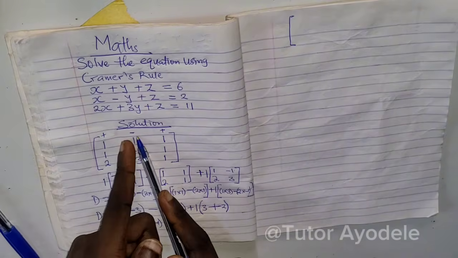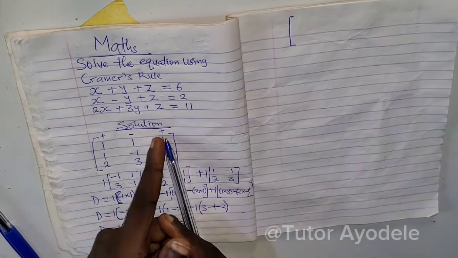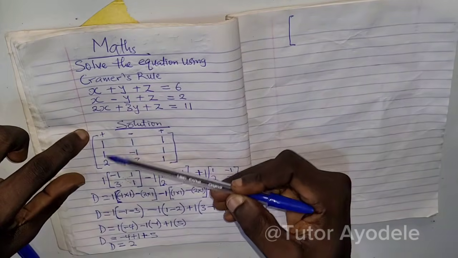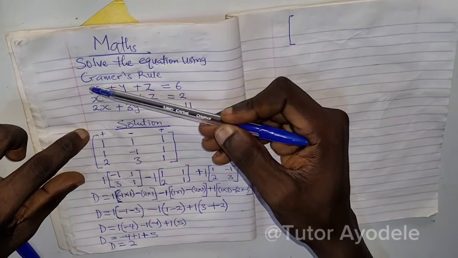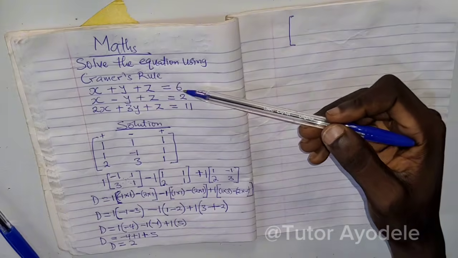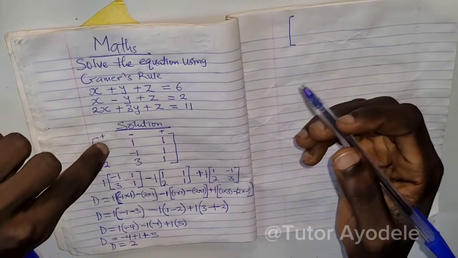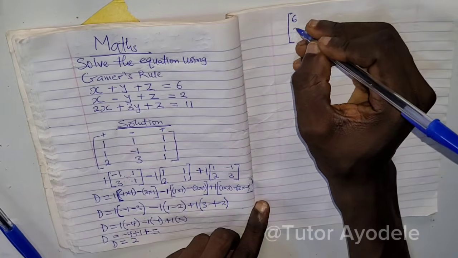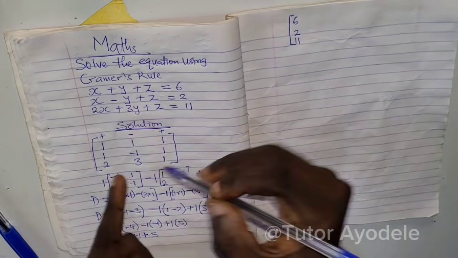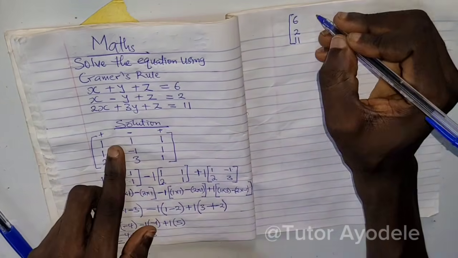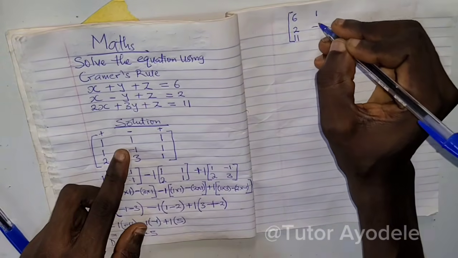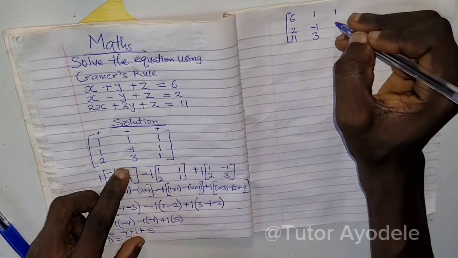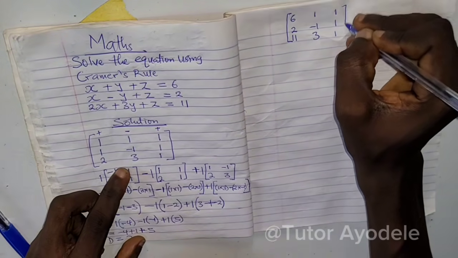Do it for, if you are finding for x, replace x. If you are finding for y, you replace it with y. If you are finding for z, you replace it. So since we are finding for x, I will replace everything here, which is the coefficient of x, 1, 1, 2. So I will replace it with this. Okay, so I don't need to write this again. I will have 6, 2, 11. So all the others remain the same. I will have 1, minus 1, 3. I will have 1, 1, 1.